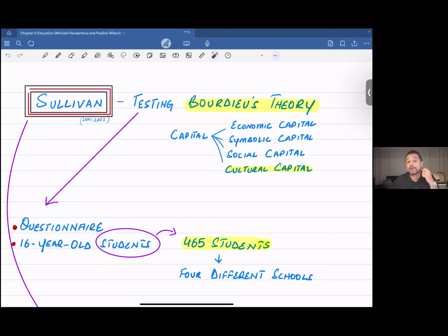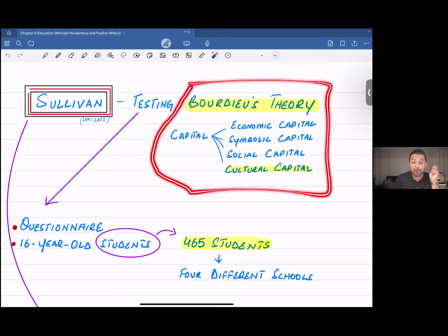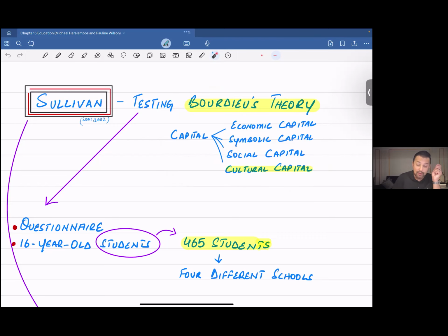Number four, cultural capital has to do with the mannerism, the taste, and the exposure that an individual receives. Now, Bourdieu believed that cultural capital plays the most crucial role in terms of influencing an individual's educational attainment. This was a basic idea on what Bourdieu believed in. Let's talk about how Sullivan tried testing what Bourdieu claimed.